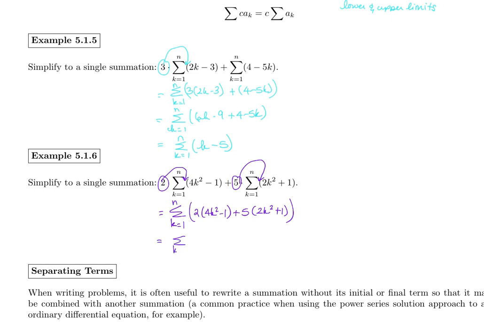Or the sum from k equals 1 to n of 8k squared minus 2 plus 10k squared plus 5, which when we put all of our like terms together gives us 8k squared plus 10k squared is 18k squared. Negative 2 plus 5 gives us a plus 3. Much, much simpler.